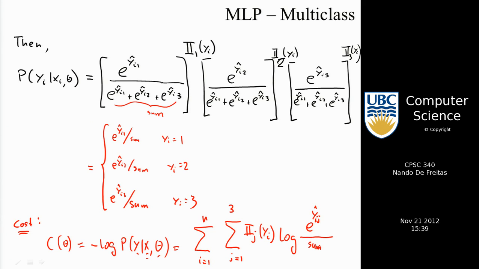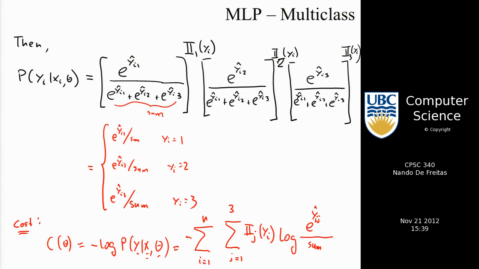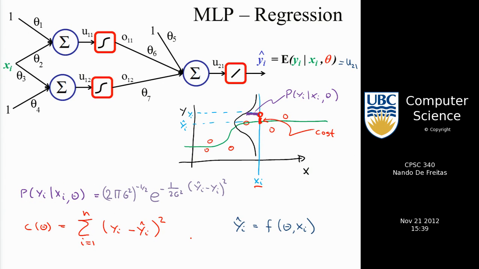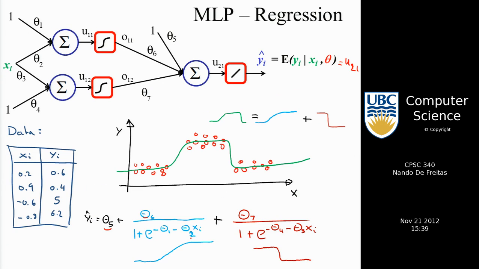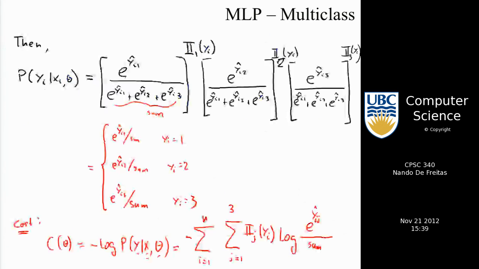So you minimize uncertainty. Minimizing uncertainty is equivalent to maximizing likelihood. Oops, I missed a negative there. Okay. So that's essentially how we get the cost function. So we have a cost function for multi-class. We know the cost function for regression. We know the cost function for two-class, which is sort of actually subsumed by multi-class.